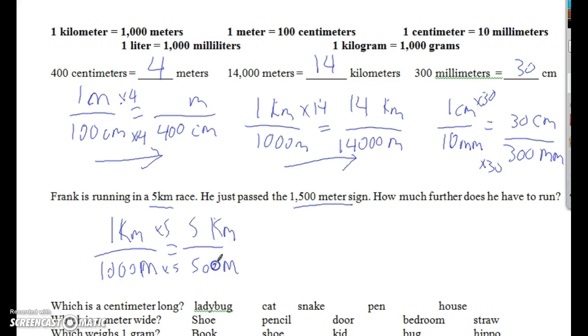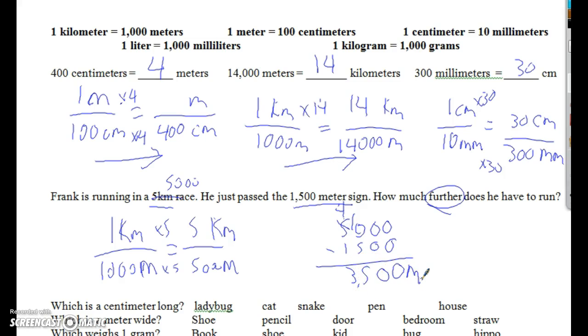Oh, that's 5,000 meters. Now my problem is, he's in a 5,000 meter race. He just passed the 1,500 sign. How much farther? Any of those ER words tell me to subtract. So I got 5,000 minus 1,500. Don't need to borrow, don't need to borrow. Now I do. 3,500 meters.